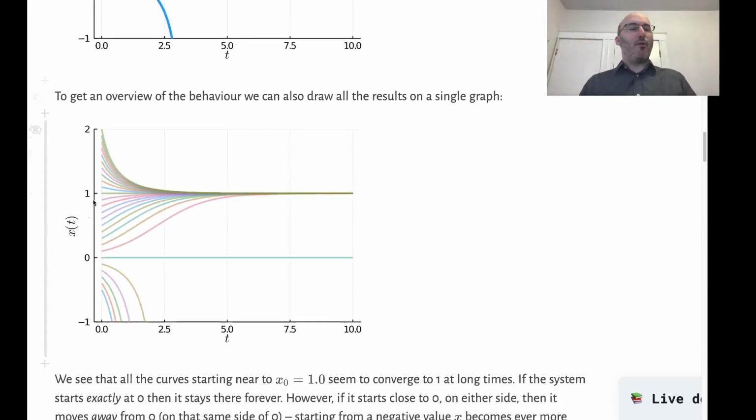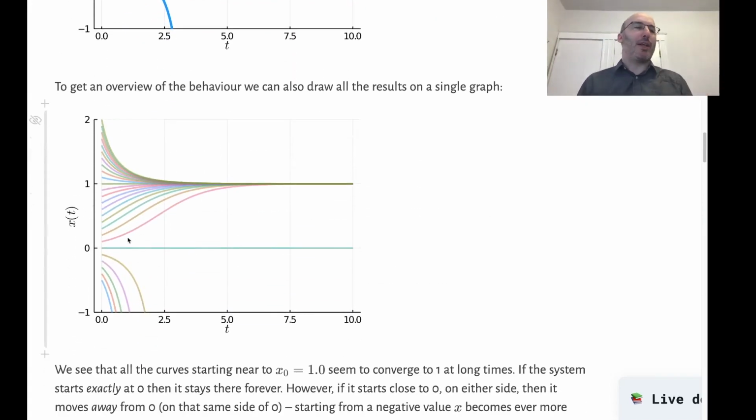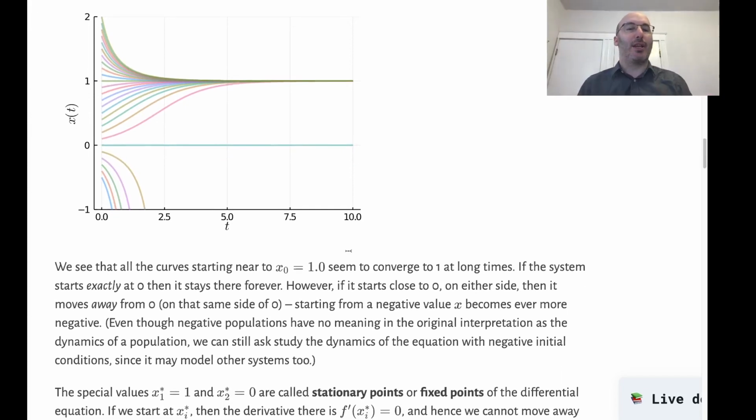Okay, so to get an overview of the behavior, we can just plot all of these on the same graph. And so we see that indeed, if I start close to 1, I converge to 1. If I start close to 0, I move away from 0. And so we call 1 a stable fixed point and 0 an unstable fixed point. We can actually calculate whether a fixed point is stable or unstable by using the derivative of the function f, the right-hand side, at that fixed point. And that's what we will use later on.